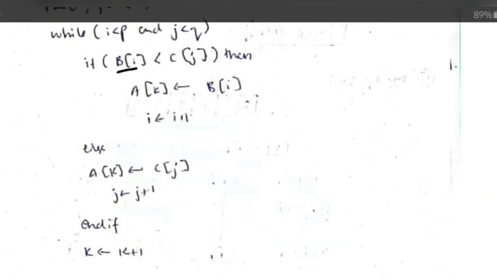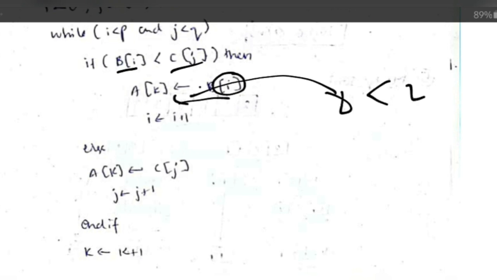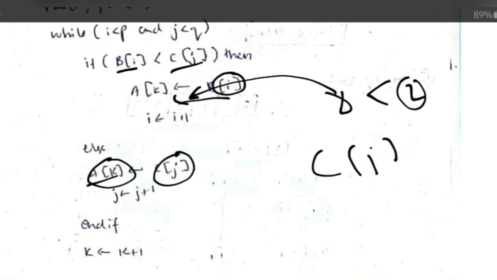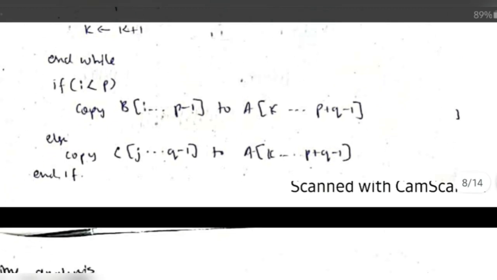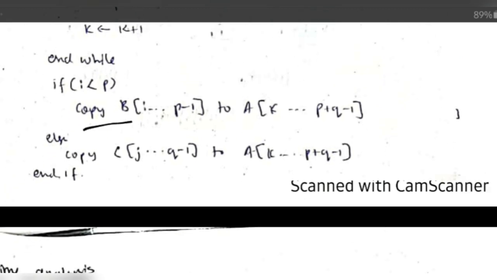See, if b of I is smaller than c of j, then in a of k, b of I will be placed. If 8 was smaller than 2, 8 would have been placed in a of k. Else, since 2 is smaller than 8, a of k will have c of j. C of j was what? C of j was 2, right? So 2 will be placed in a of k. Like that only we'll keep on doing until we reach the final position. Then we'll copy the b part in the a part if the array is over.